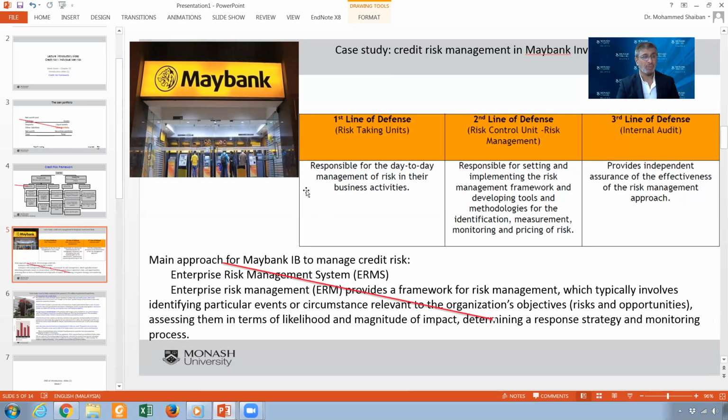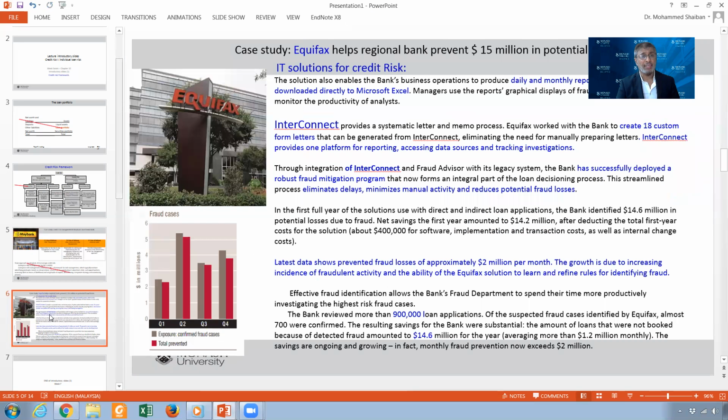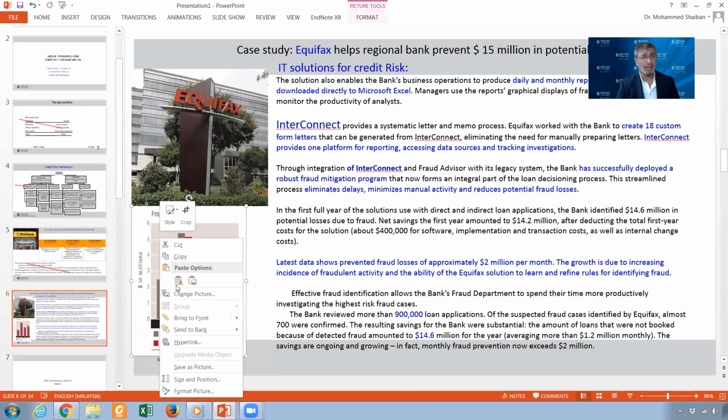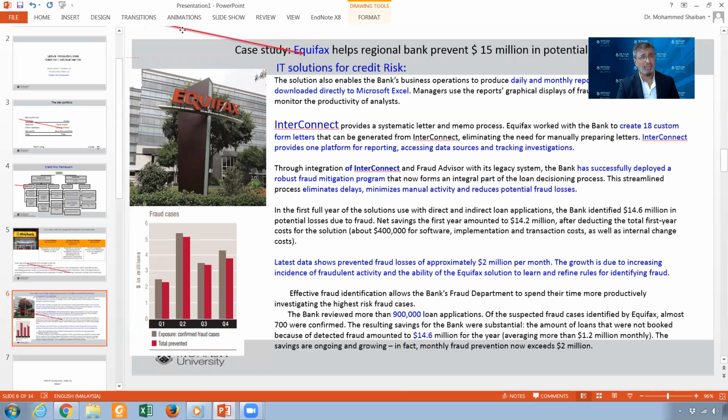Now, this is one issue just to give you some information about what's happening in the industry. IT has been involved a lot with operational risk. For example, this Equifax, this is a published case, and they introduced a system called Interconnect. Interconnect goes and checks all the systems. It's like a robot, a program, a code, and it will see whether there is any fraud in the outstanding loans, and it actually did. So they checked around 900,000 loan applications for this bank, and they found around 14.6 million in fraud that was recaptured.